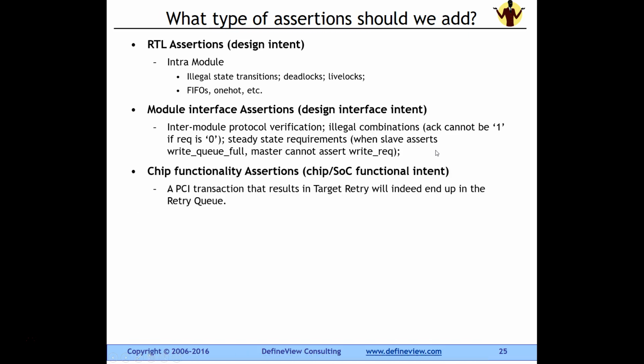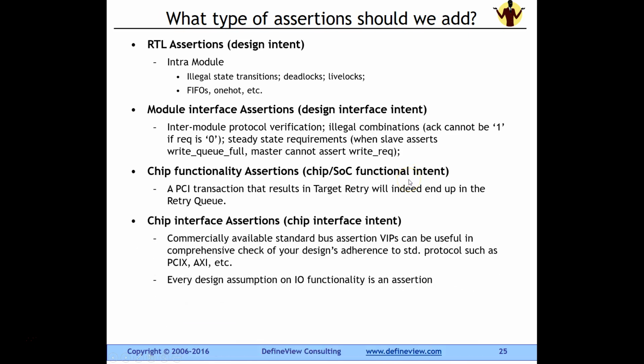The third one is chip functionality assertions. A PCI transaction that results in a target retry will indeed end up in the retry queue. This is a DV engineer's job, where at a macro level or a high level, directly related to the spec, you write an assertion saying this must happen. And then of course the IO interface assertions.